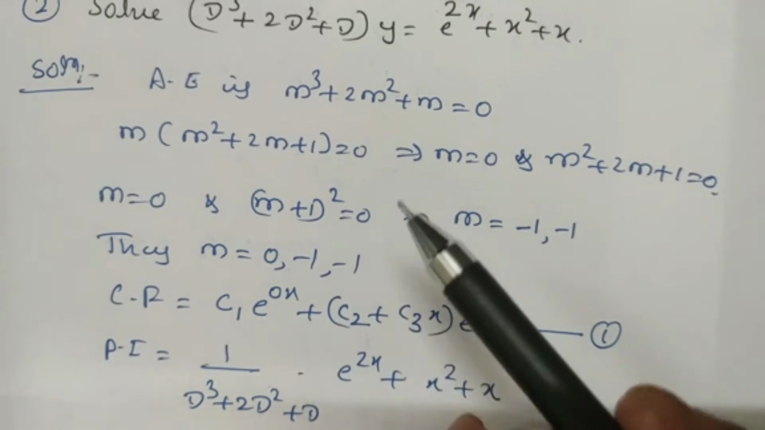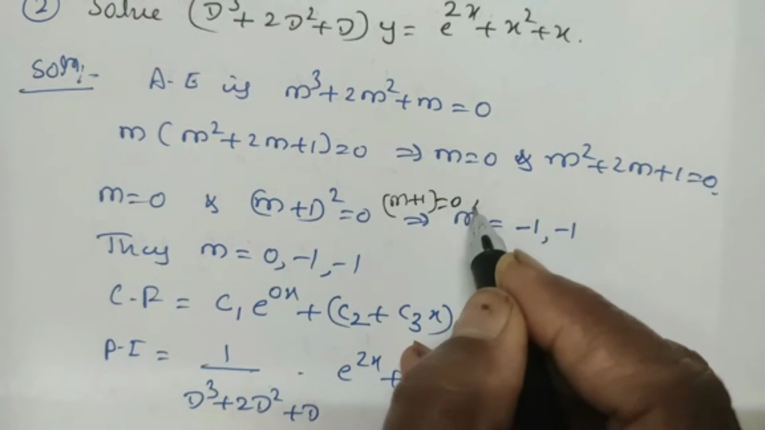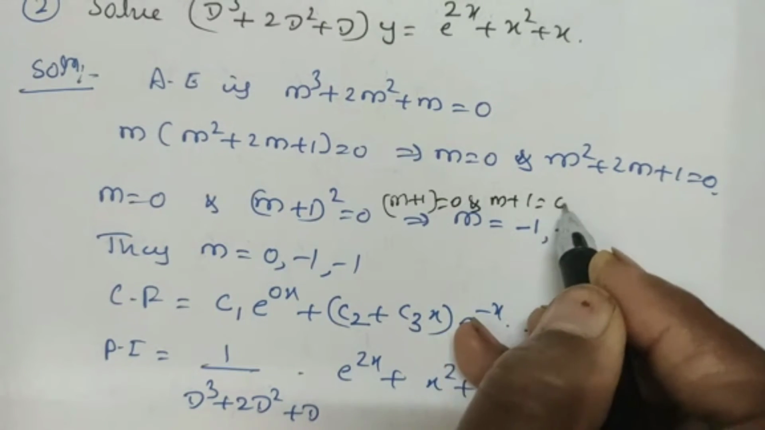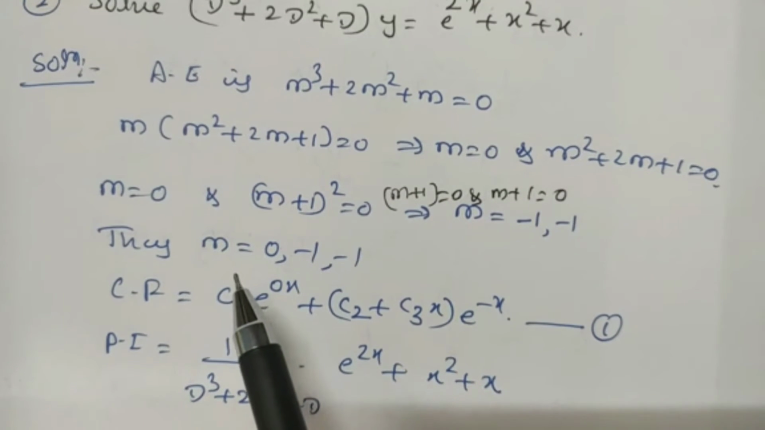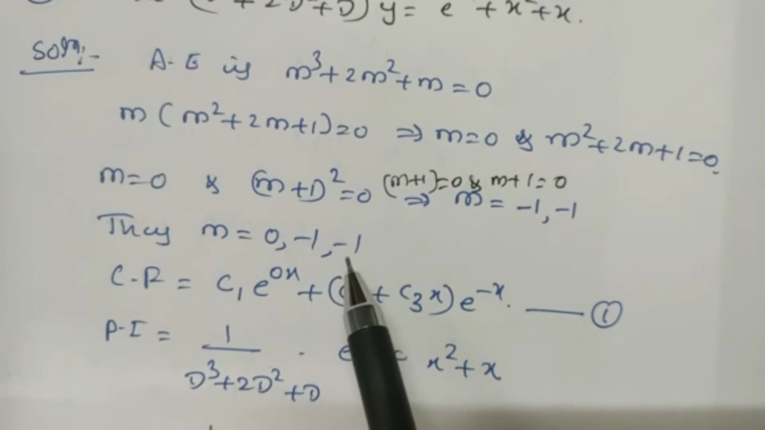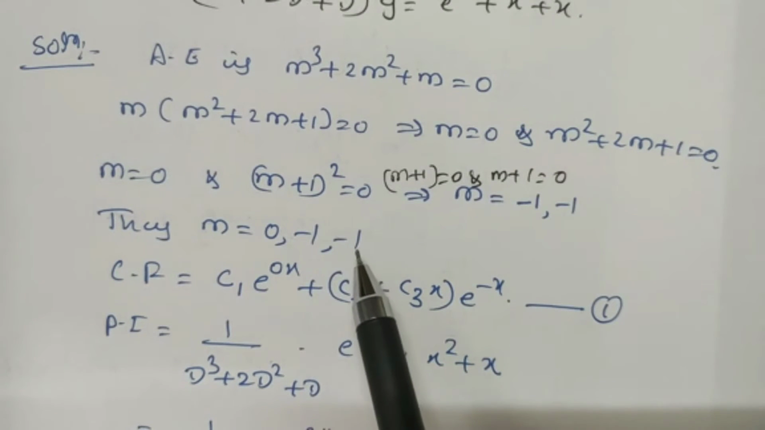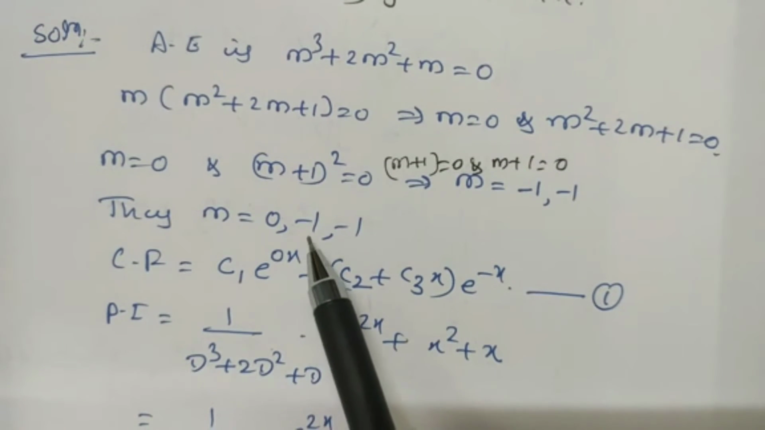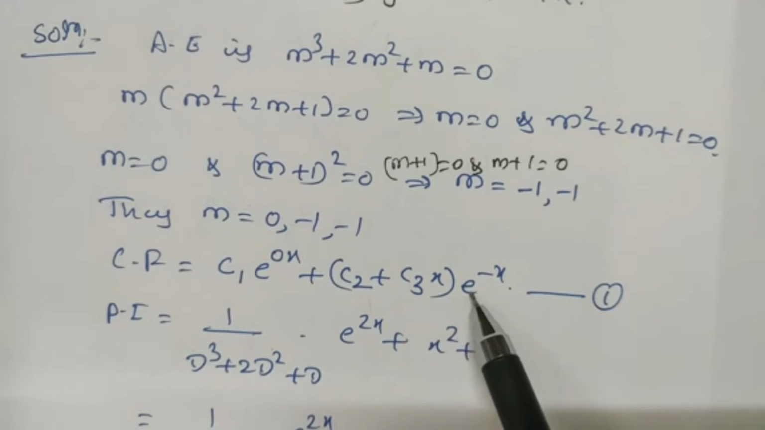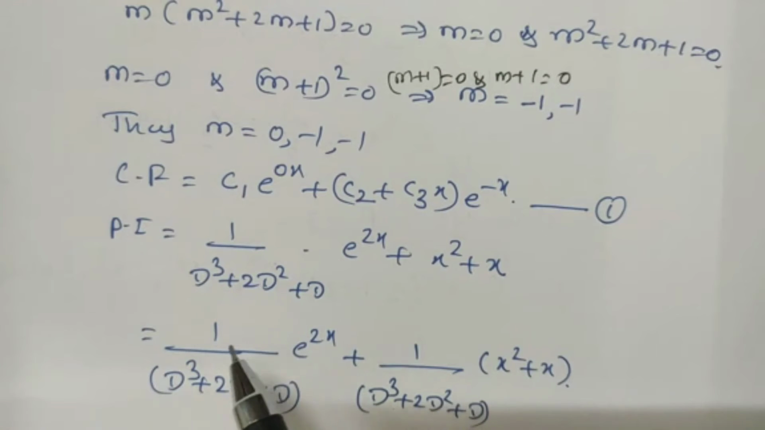I hope you can understand this one. This is m plus 1 equals 0 and m plus 1 equals 0, two times, so m equals minus 1 and minus 1. Thus we have 3 roots, m equals 0, minus 1 and minus 1. This one is real and distinct, and these two are real but repeated. So it is c1 e raised to 0x, and these two are repeated, so for that we have c2 plus c3x into e raised to minus x. Take this one as equation number 1.